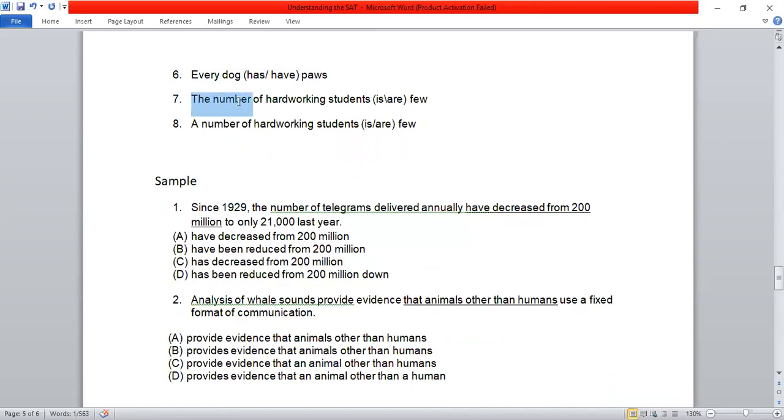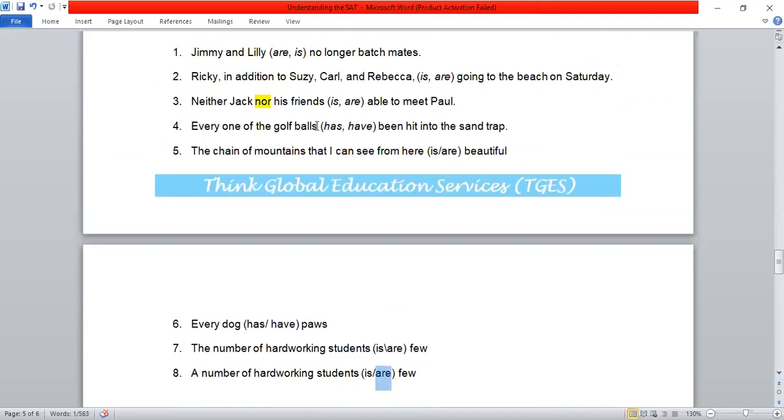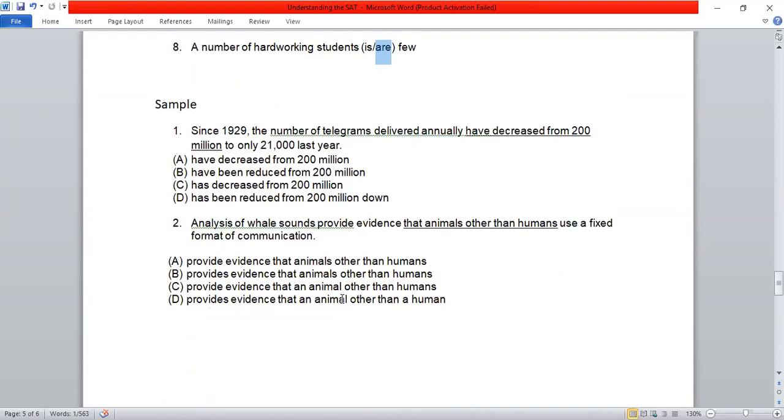The number, so we discussed this already, the number of hardworking students versus a number of hardworking students. If you would want to go back a little in the video, the number is singular, a number is plural. So the number of hardworking students is few. A number of hardworking students are few. Okay. If there's any doubt, pause, repeat 1 to 8. Okay, this will give you a good recap about whatever we have done in subject verb agreement. Now let's see 2 sample questions before we wind up this video.